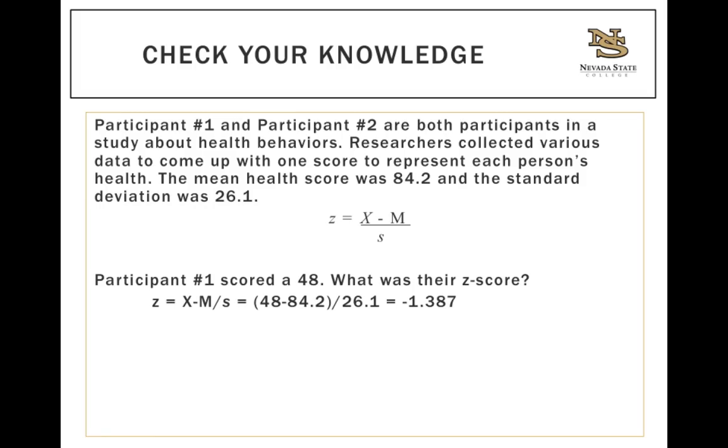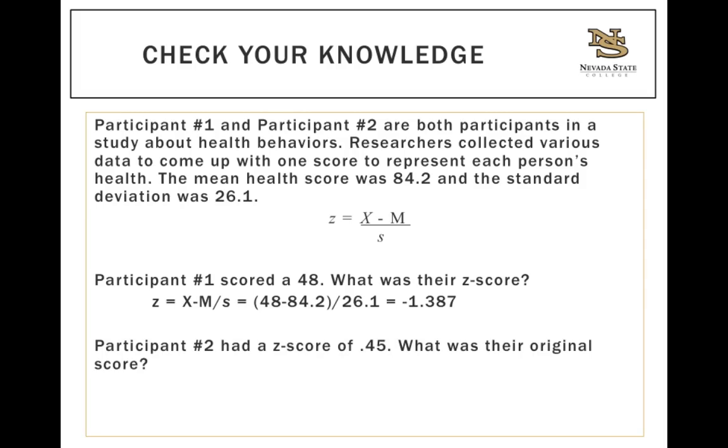Now, is this an extreme score? Not really. It's still within 2 standard deviations, kind of close to 1 standard deviation away from the mean. But what we do know is that their health is not great, right? It's below the mean. So their health is relatively poor, but not so poor that we might be very concerned about this person.